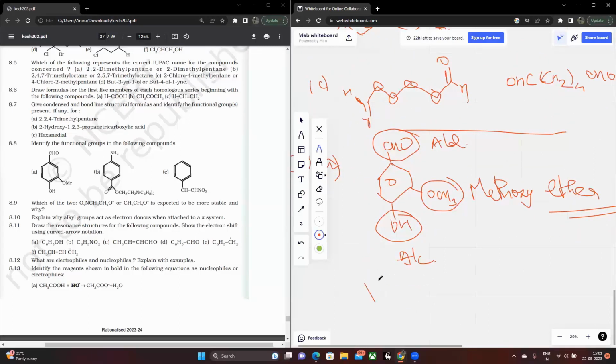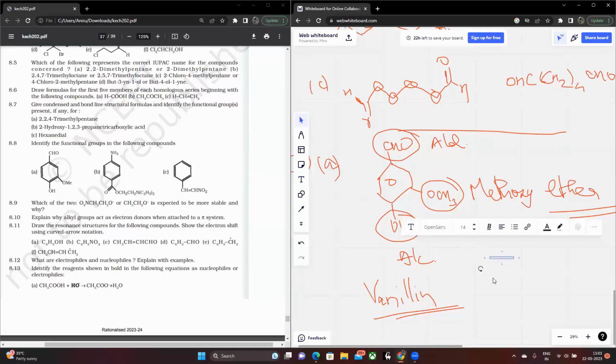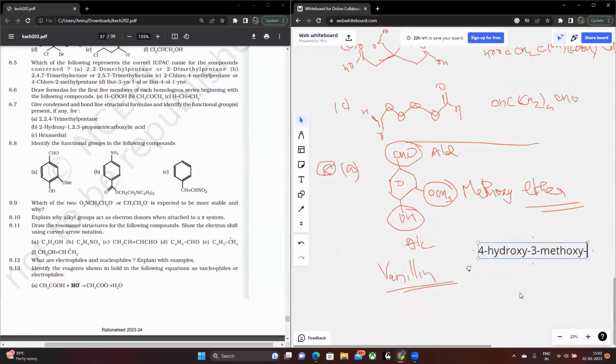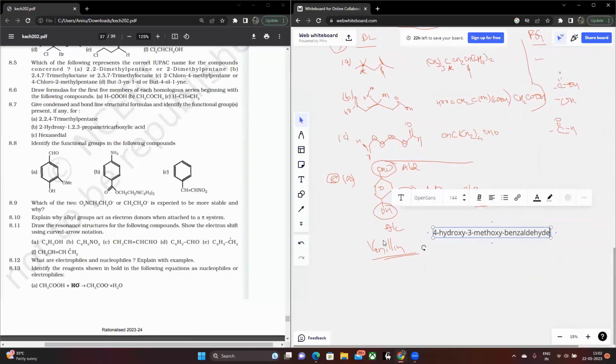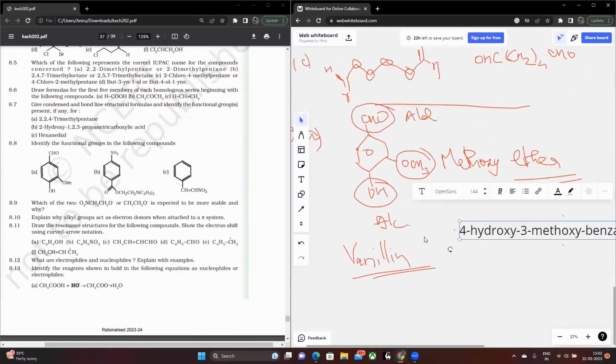This whole compound is named vanillin, right? Its IUPAC name is 4-hydroxy 3-methoxy benzaldehyde, right? I'm not writing it down, just saying. If you want, I'll just write it as text. 4-hydroxy 3-methoxy benzaldehyde, right? That's the name of this compound.